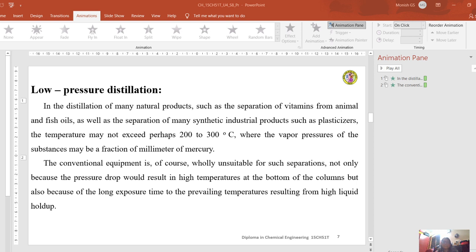So in which we are taking up the construction and working of the tray columns and packed columns that are used for distillation operation.